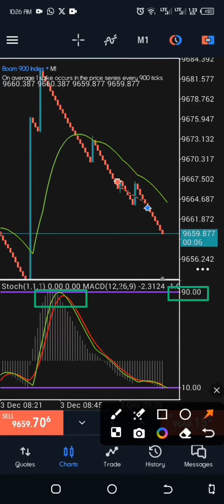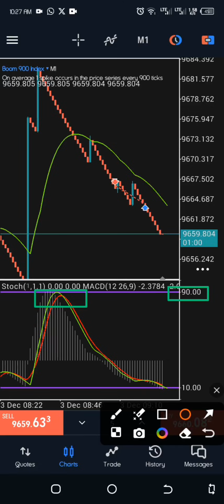So when you see that the MACD is at the 90 levels, we want to see a cross happen between the lines, the MACD line and the moving average line. We want to see the crossover happen between them. So once we see this crossover, that is when we are going to be looking to our main chart to look for an entry.